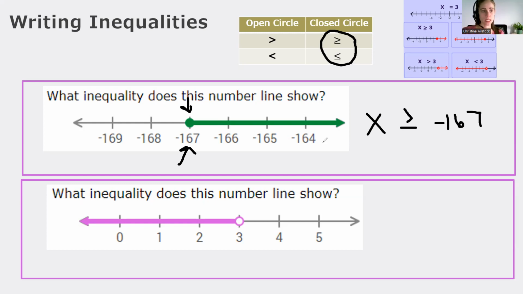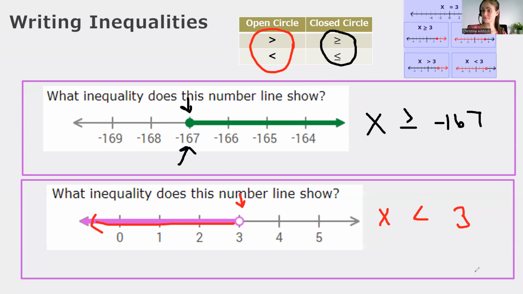All right, for the second one, same process here. We have our variable and then the number that our point is on, which would be a 3. Because it's an open circle, it's either going to be a regular less than or a regular greater than. Because this line is going to the left, it's going towards the smaller numbers. That means X is less than. X is smaller than 3. X is less than 3.